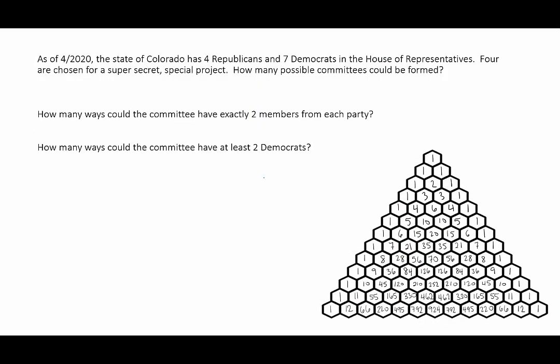Okay, as of April 2020, the state of Colorado has 4 Republicans and 7 Democrats in the House of Representatives. 4 are chosen for a super secret special project. How many possible committees could be formed? Again, pause the video, see if you can answer these 3 questions. That was only the first question. There's 2 more. See how you do.